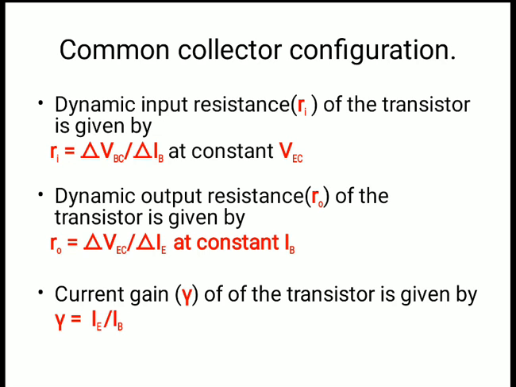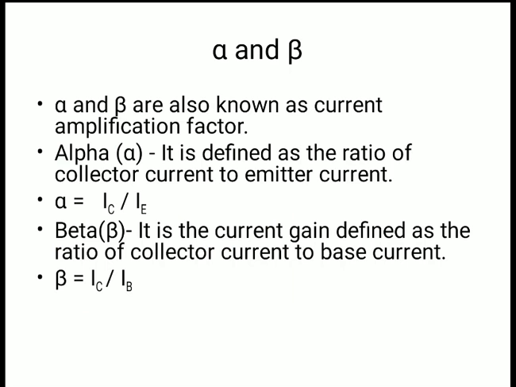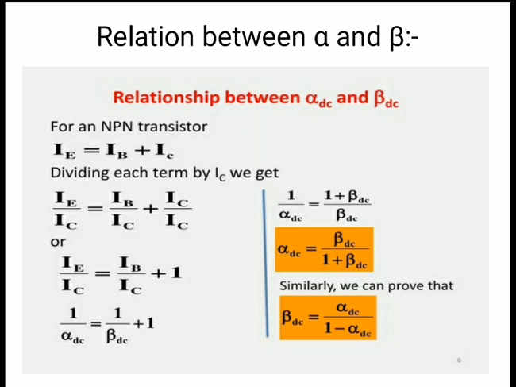Now there is one very important relation between alpha and beta. We know what alpha is: alpha is defined as the ratio of the collector current to the emitter current, IC upon IE. This is the formula of alpha. For beta we have the formula IC upon IB. Depending on these two formulae and the relation between IC, IE and IB, we will derive the relation between alpha and beta, which is very important. So let us go.